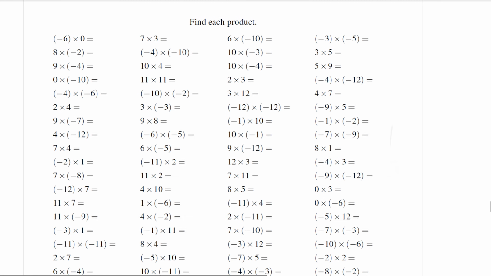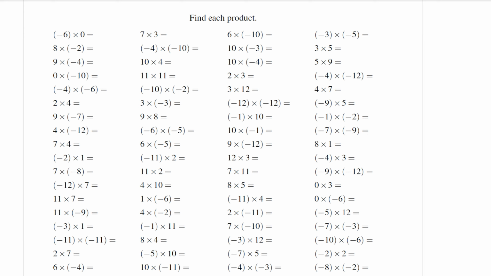The third page, I'd like you just to do as much as you can. There's just heaps of them there. All those brackets, what do the brackets mean?